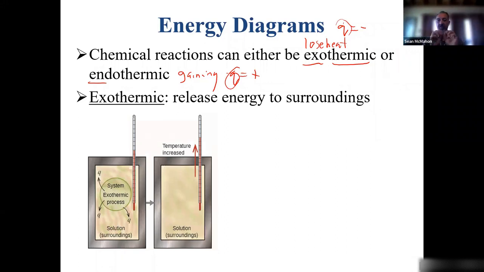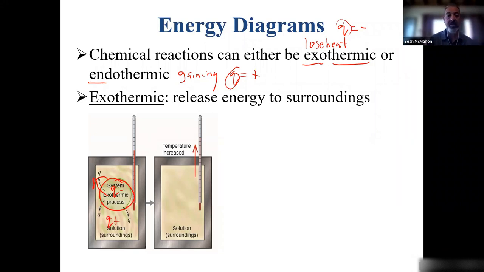So we can't really measure the temperature of the bonds in a reaction breaking. They're too small. But what we could do is put that system, that reaction, into surroundings, like let's say water, okay? So the system, the reaction itself, could lose that heat. So the system would be negative. But the surroundings, if the system's losing heat, would gain the heat. So the surroundings would get a positive heat.